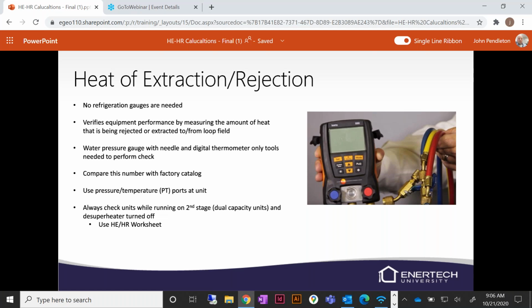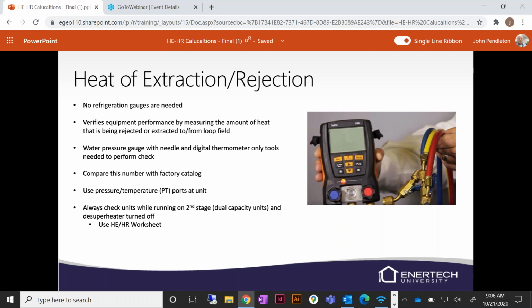Basically, we've got to have the IOM information. So if you don't have an IOM when you're doing heat of extraction, give us a call on tech support. You can give us the numbers and we can look it up for you, or we can send you a PDF of the IOM or the spec manual.